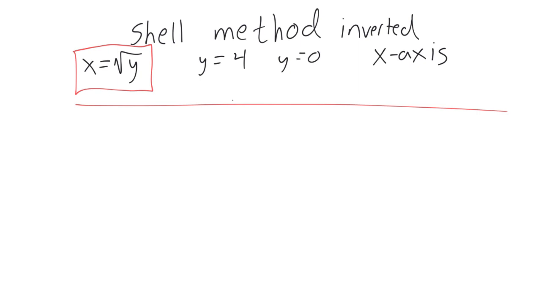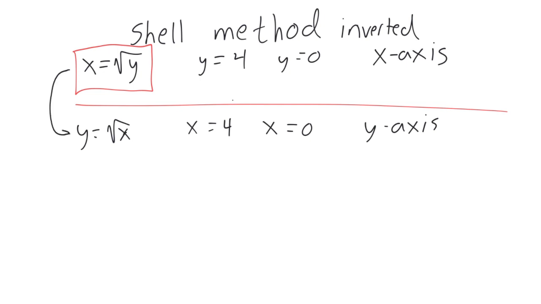So let's say I had a different question. Let's say I had y equals the square root of x, x equals 4, x equals 0, and the y-axis. Do you see what I did there? I just flipped every x and y that I see. Well, did you know the answer to this question will be the same as the answer to this question? Do whichever you like, you'll get the same answer.